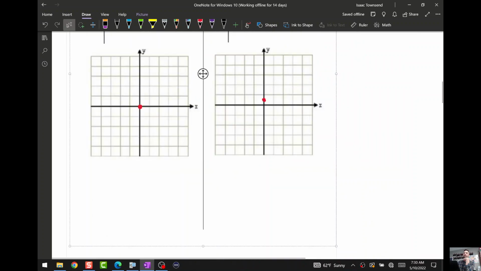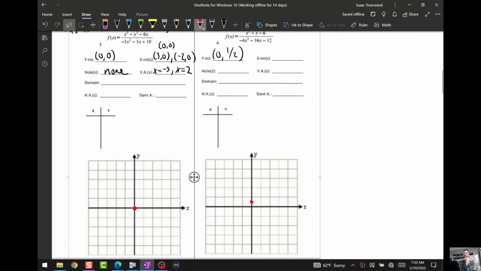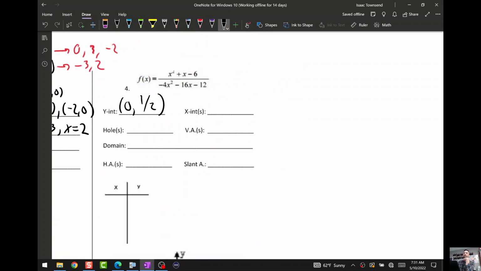So I already had 0, 0 down, but I also know 3, 0, negative 2, 0, x equals negative 3 is an asymptote, and x equals 2 is an asymptote. Especially the asymptotes help our graphs come together quite a bit, so it's nice to have a bunch of those. Okay, one more, and then I want you to try it on 5 to see if it's working out for you. Okay, so to know where this guy equals 0, I'm going to factor him.